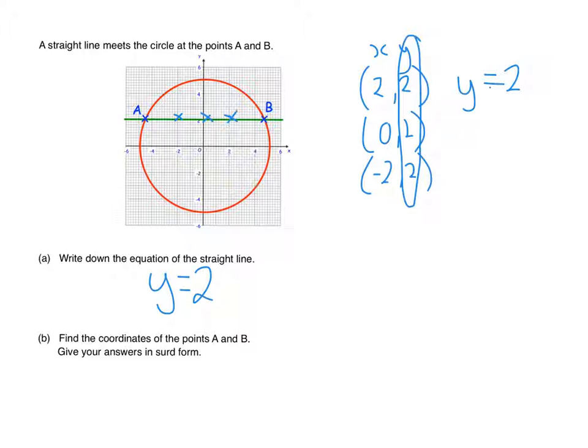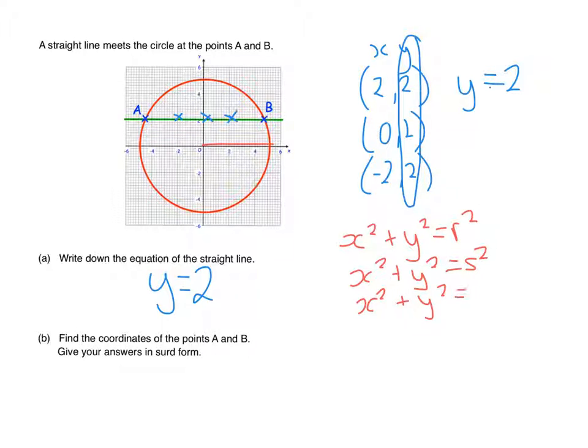Find the coordinates of the points A and B. Give your answer in surd form. So I first need to figure out what the equation of this circle is. So I know that the equation of a circle is x squared plus y squared is r squared. Now the radius of my circle here is 5. So that's x squared plus y squared is 5 squared. So x squared plus y squared is 25.